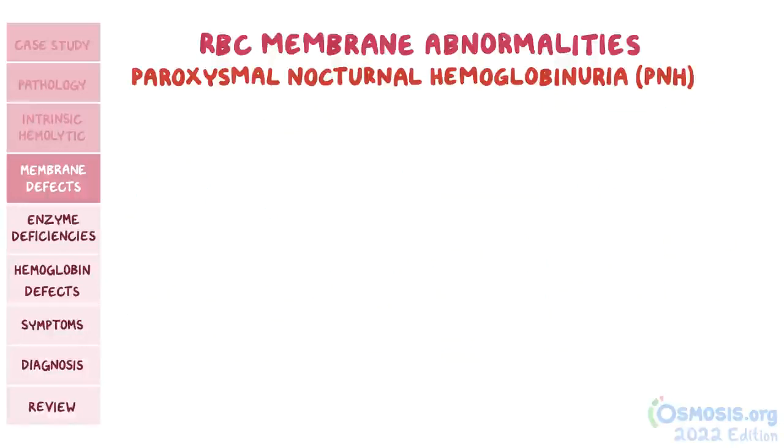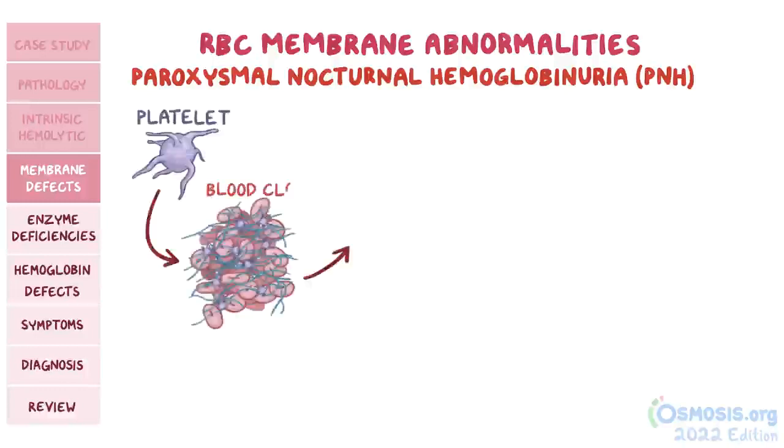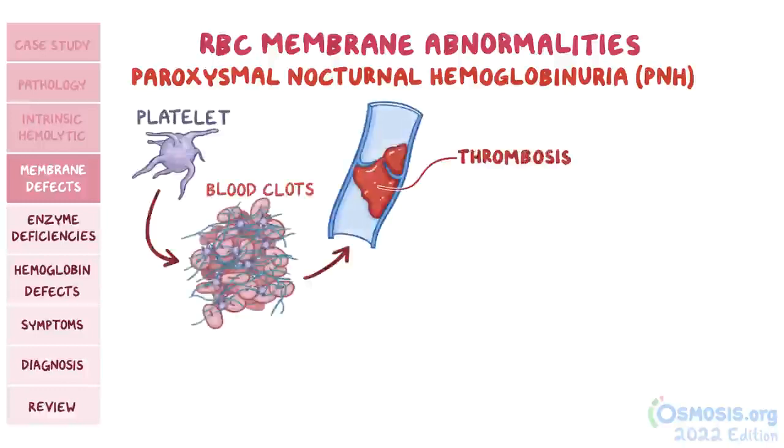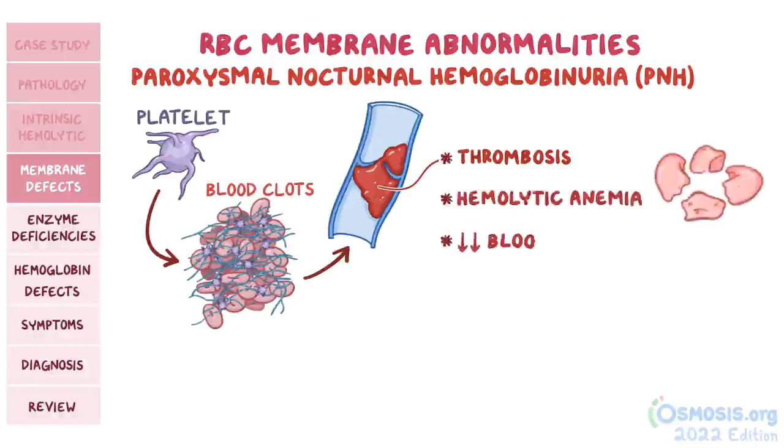It also affects other blood cells, like platelets, and can cause formation of blood clots and thrombosis. So, an important clue to help you identify this disorder is that the patient can have thrombosis, hemolytic anemia, and reduced blood cell counts. In some cases, it could even lead to leukemia.